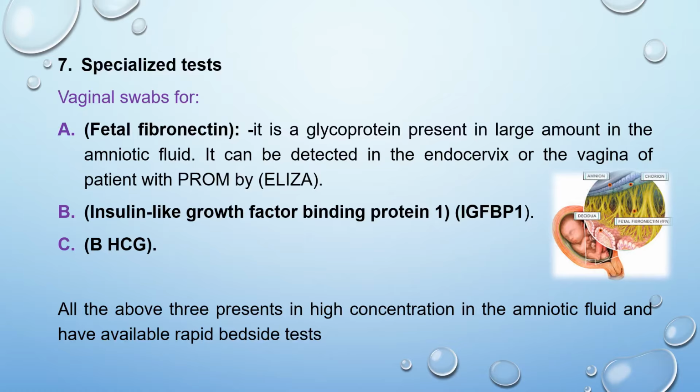by ELISA test. Insulin growth factor, and beta hCG are also present in the amniotic fluid. All these above three tests are present in high concentration in the amniotic fluid and have an available rapid bedside test. So I can examine and make sure whether this is really leaking urine or just any vaginal discharge.